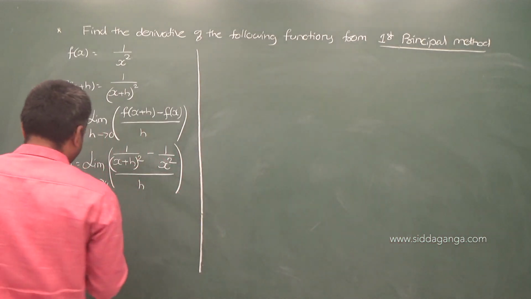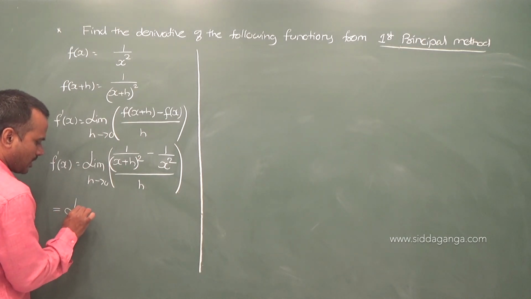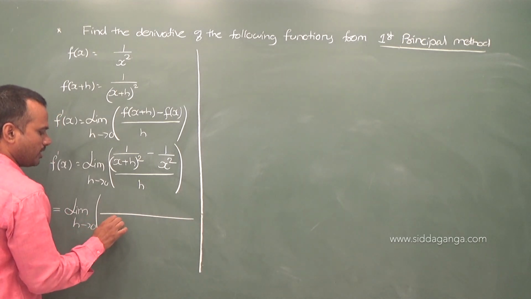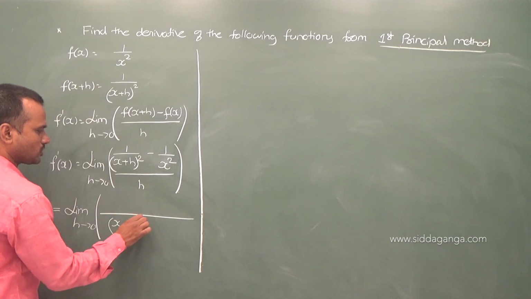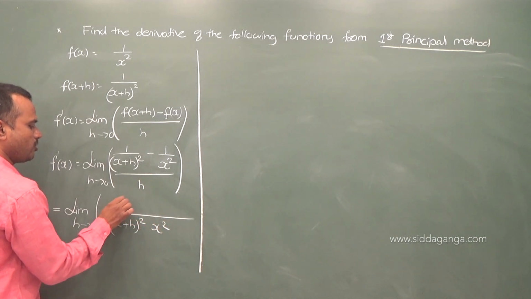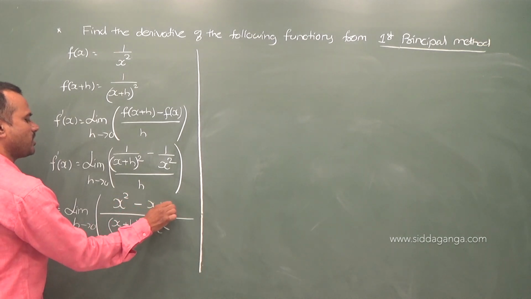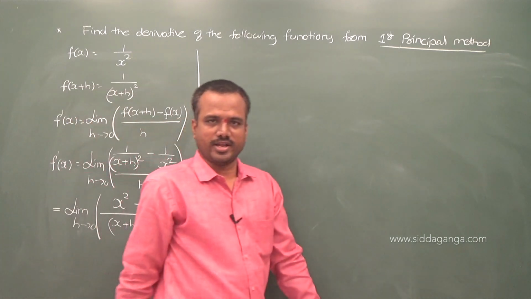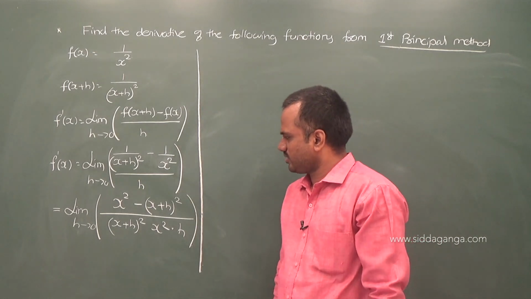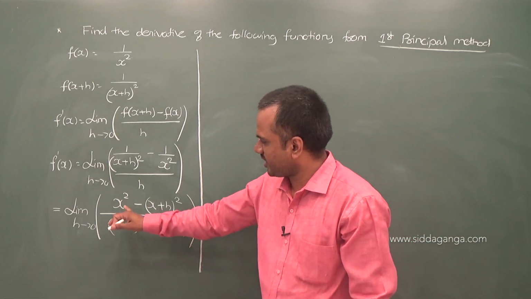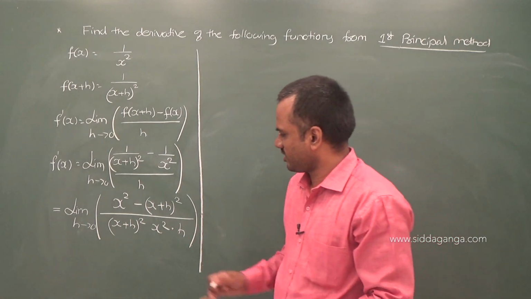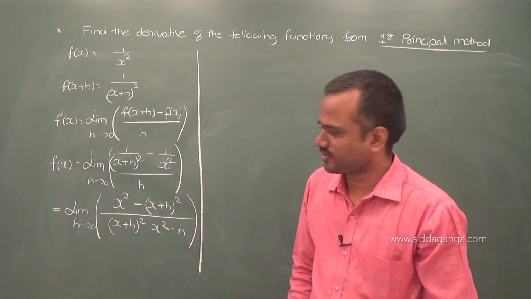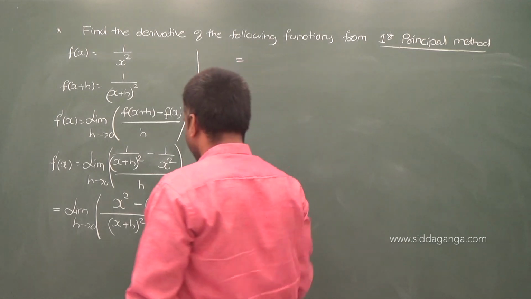What about the next step? Take the LCM. Limit h tends to 0. X plus h whole square into x square is the LCM. Numerator: x square minus x plus h whole square. Denominator: x plus h whole square, x square, into h. Correct?